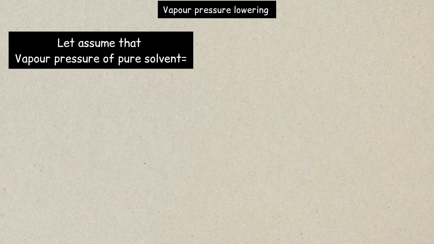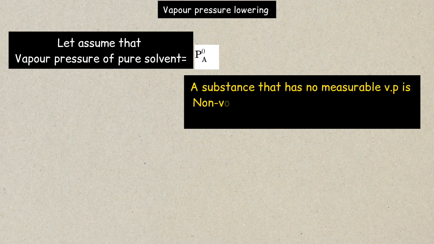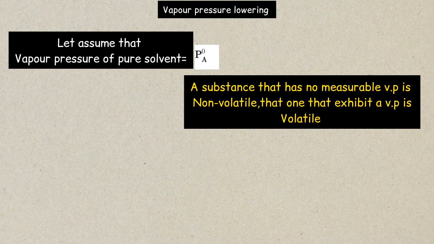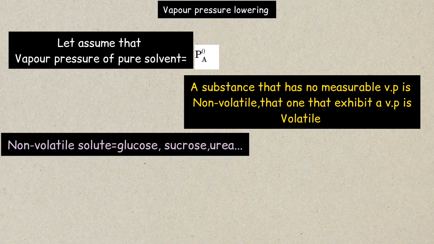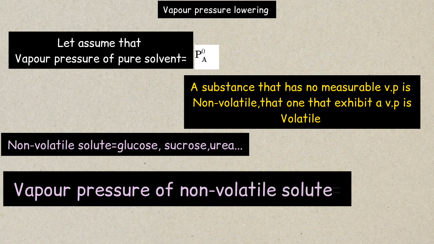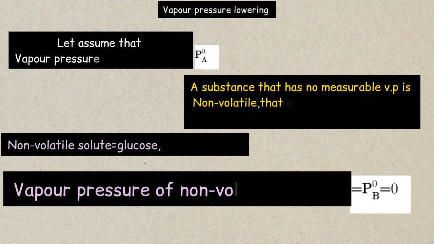Let's proceed. Let's assume that the vapor pressure of the pure solvent is PA0, like pure water. A substance that does not have a measurable vapor pressure, we call a non-volatile solute, while one that has a vapor pressure, we call volatile. Non-volatile solutes are things like glucose, sucrose, and urea. Let's say that the vapor pressure of the non-volatile solute is PB0. That will be equal to 0 because it does not exhibit a vapor pressure.